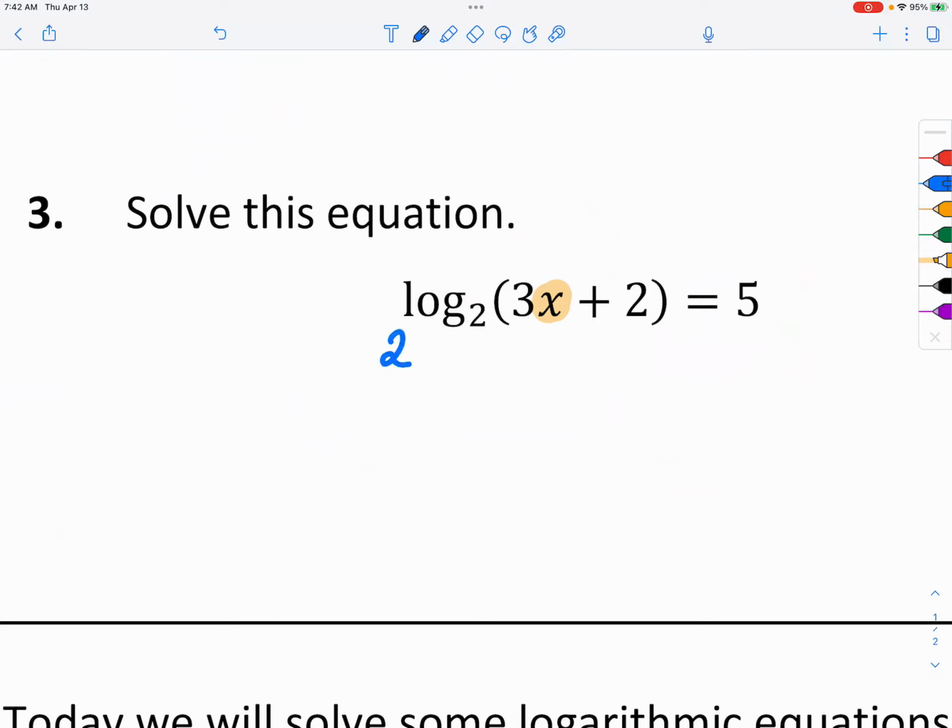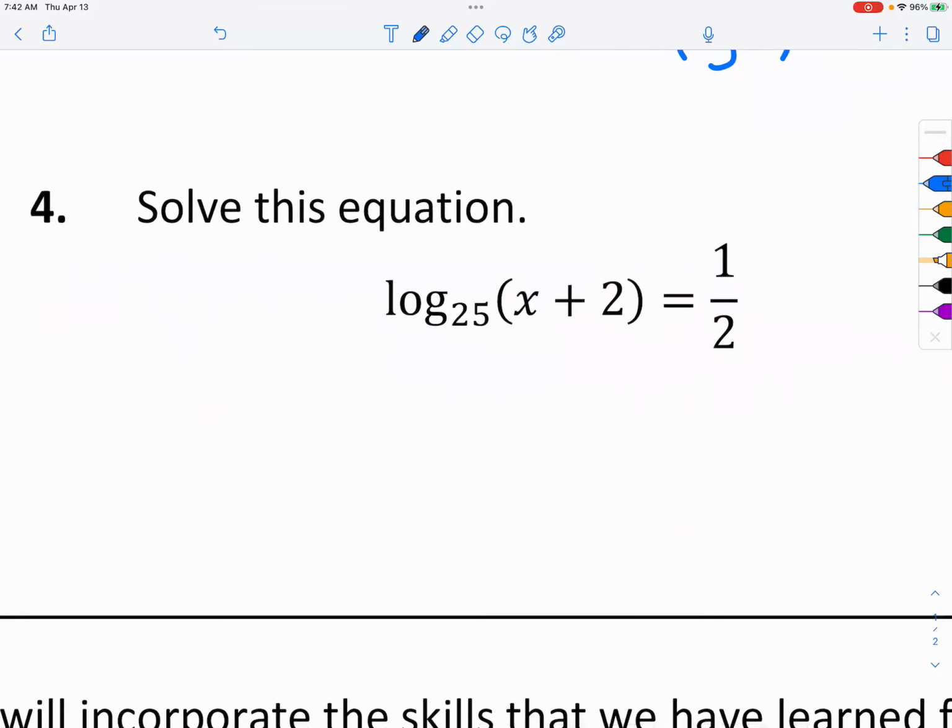Exponentiation. So we will go ahead and exponentiate both sides. So the log is gone. So on the right-hand side is 2 to the 5th power, which is 32. On the left, it's going to be 3x plus 2. It goes to 32. Subtract 2 on both sides. And therefore, x must equal to 10. Okay, easy. Easy stuff.